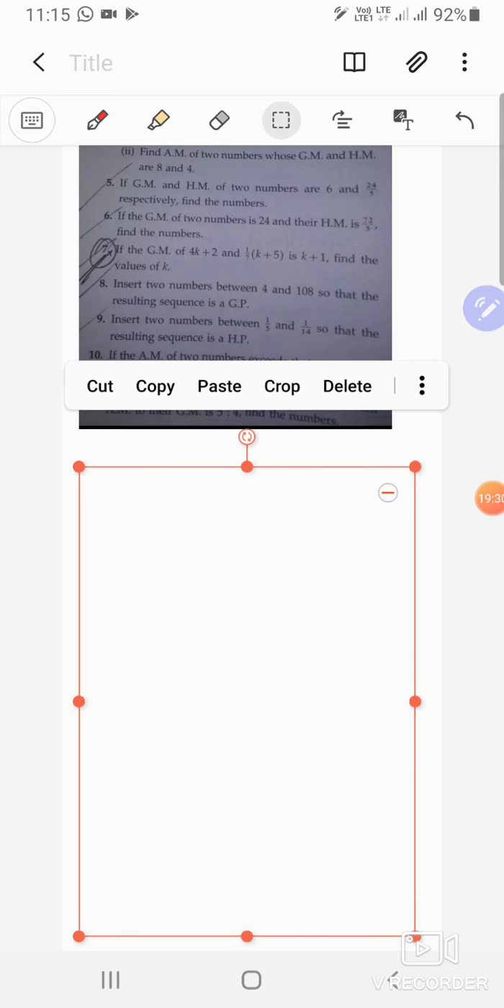Okay, so to the next question. If the sum of two numbers is 100, the ratio of their AM to their GM is 5:4. So A plus B is equal to 100, which means that their arithmetic mean is going to be 50.